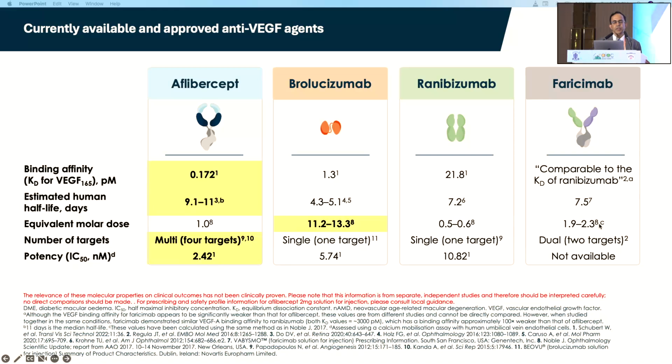So, currently available and approved anti-VEGF agents. This is again a comparison of the binding affinity, estimated human half-life, equivalent molar dose, number of targets, and potency, where you can see that aflibercept has multiple targets being targeted, and the potency is 2.42.